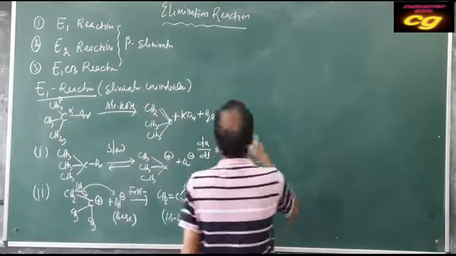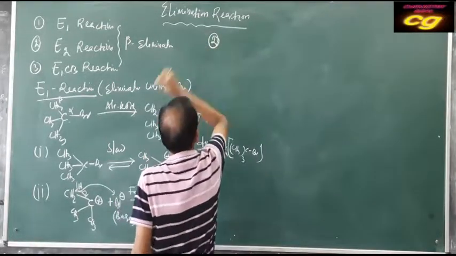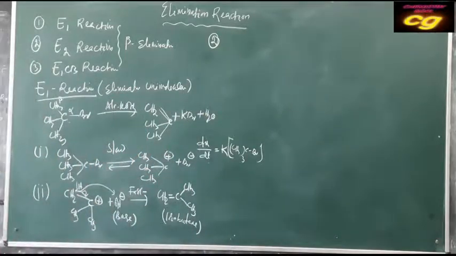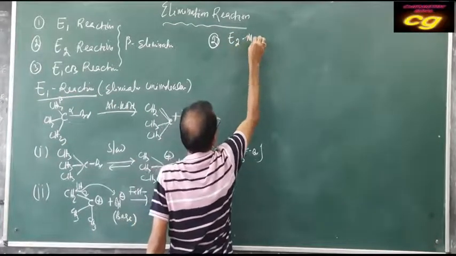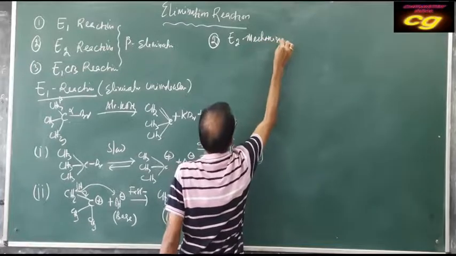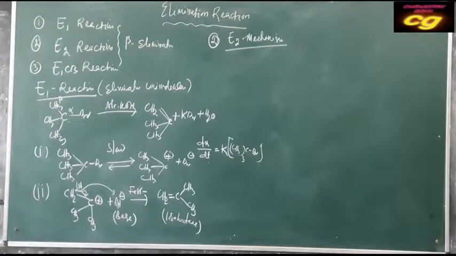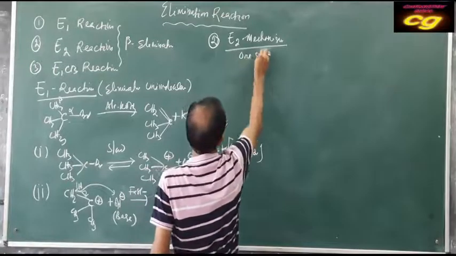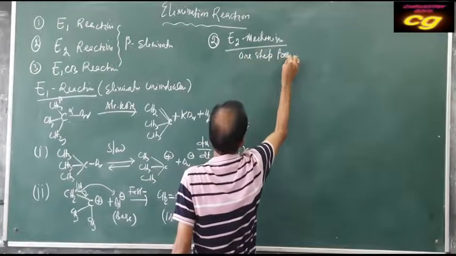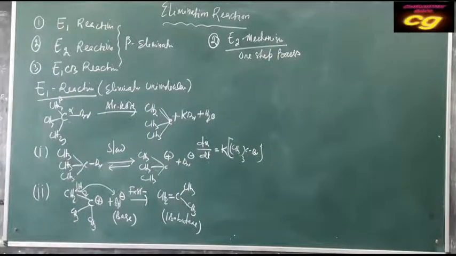Okay. Then second, what happens in the second step? The E2 mechanism. If you see the E2 mechanism, what happens? In the E2 mechanism, it is a one step process. It is a one step process. What happens here?